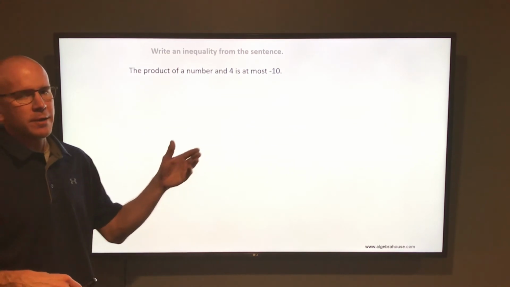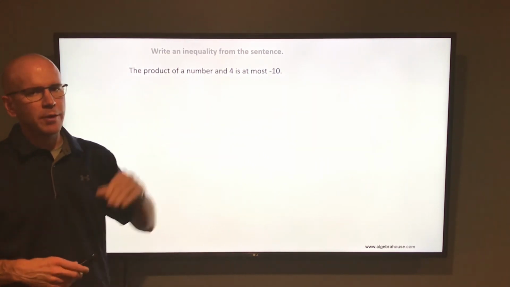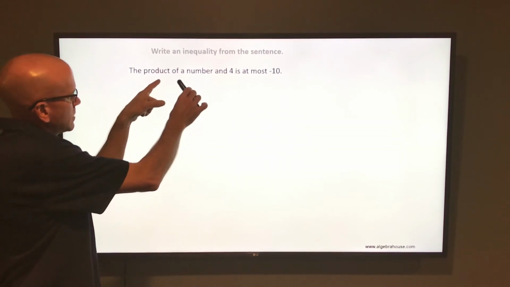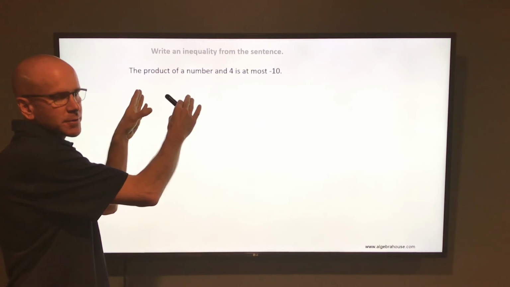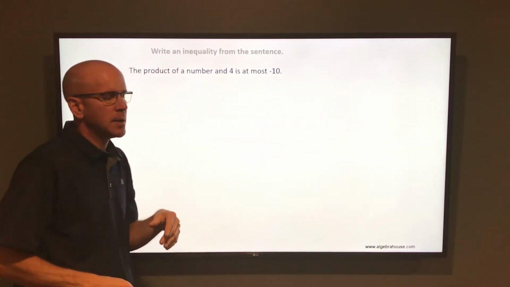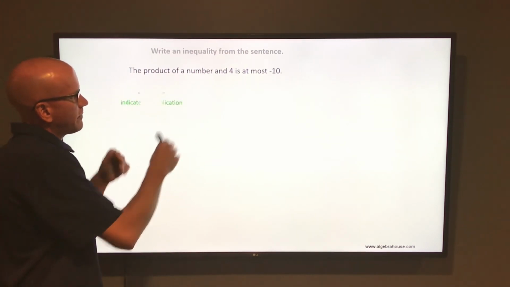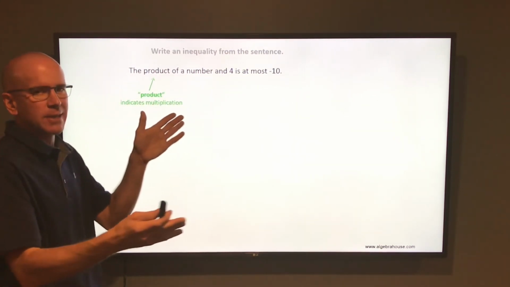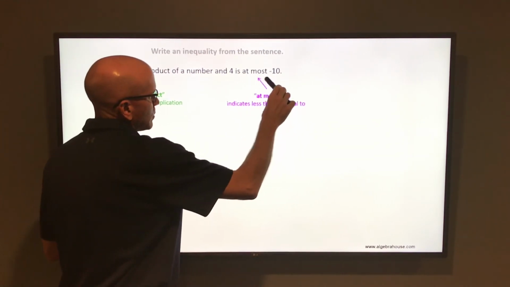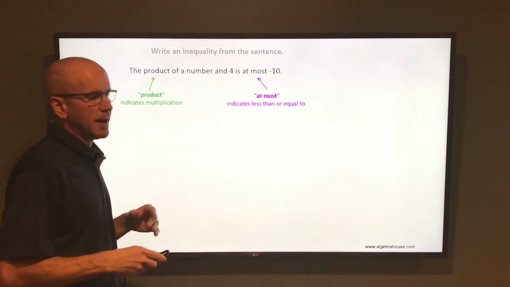Going to take the product of a number and 4 is at most negative 10, and we're going to write that as an inequality. So the product of a number and 4, we'll do that first, and then is at most negative 10, we'll do that second. Product means multiply. So the product of a number and 4, if you're using x, you would write that as 4x. Then is at most negative 10. You have to figure out an inequality sign that means at most.